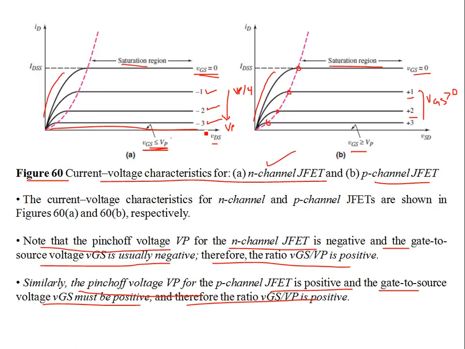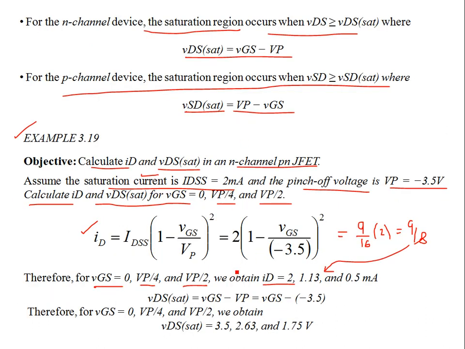So in between you have half of VP. This is not VD, this is VP. So your current further decreases. When this is VP by 2, then this is 1/4 of IDSS. So 1/4 is 4.5 milliamps. This is with VP by 2. So the current is reducing.